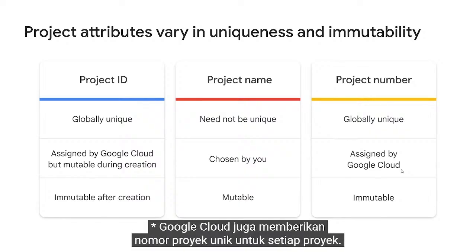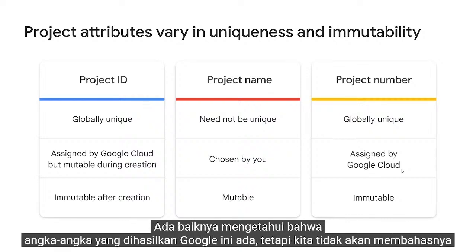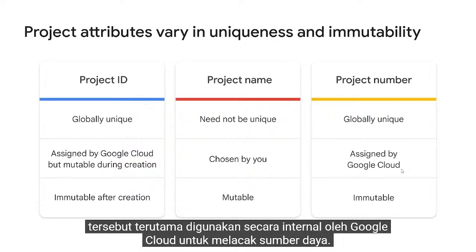Google Cloud also assigns each project a unique project number. It's helpful to know that these Google-generated numbers exist, but we won't explore them much in this course. They're mainly used internally by Google Cloud to keep track of resources.